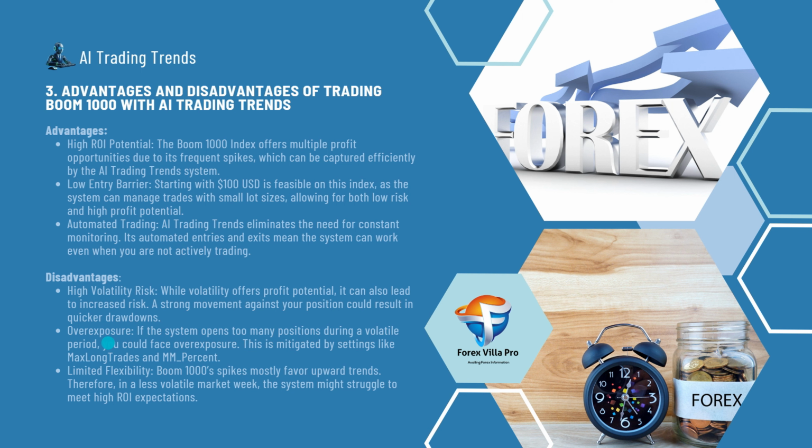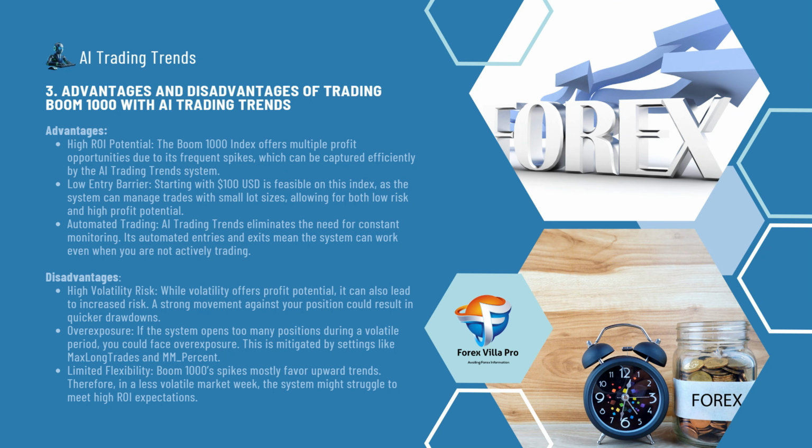And why choose this Boom 1000 market, guys? For its volatility, profit opportunities, and system performance as well. You understand? So let's go. I'm going to go through the strategy tester, but here are the few advantages that I want you to see: high ROI potential, return on investment potential, low entry barriers, and then it's automated trading. That makes it so unique. You can do it manually, but you won't do it better than a robot like this one.